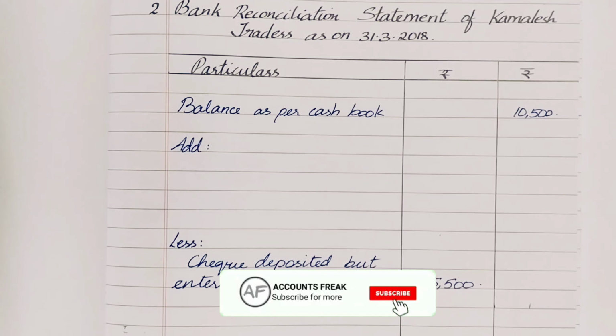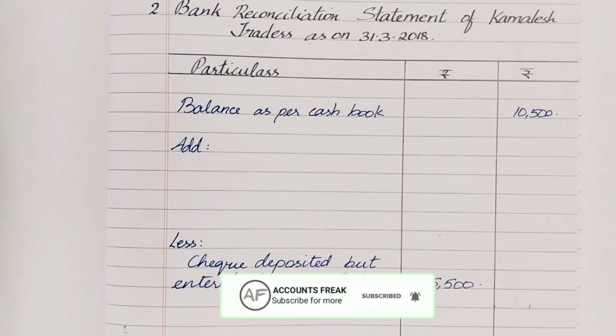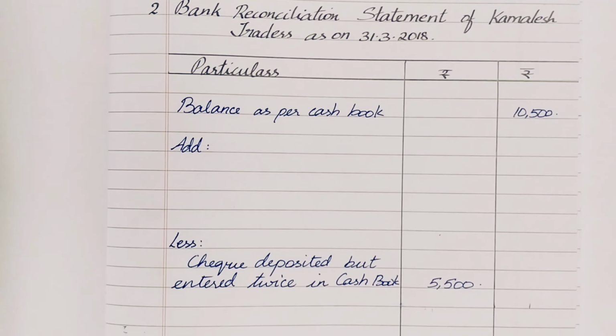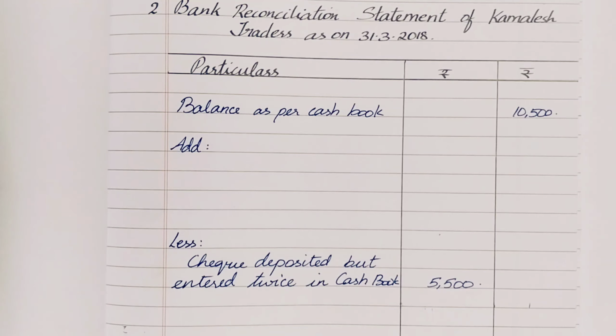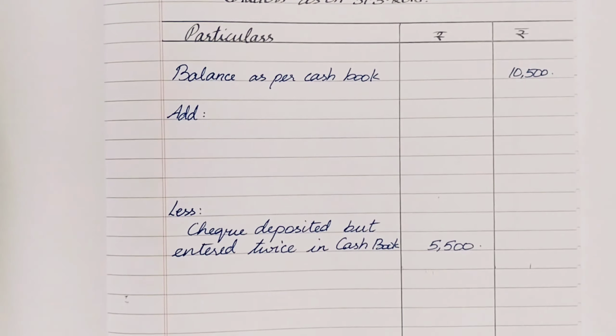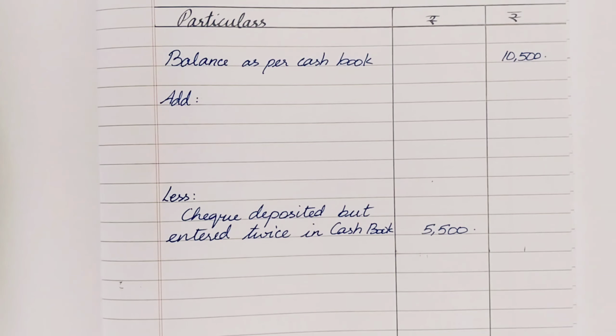The next transaction is check issued, that is paid to someone and presented for payment. That person has got the money from our bank account. Therefore, that 7,000 rupees will be less in our bank account. It was omitted to be recorded in the cash book. So in the payment side of the cash book, we did not record it. That is, Kamlesh Traders did not record it. Therefore, the cash book balance is going to be more because that payment is not recorded. So when it is more, we are going to balance it by giving it an opposite effect of decreasing the value.